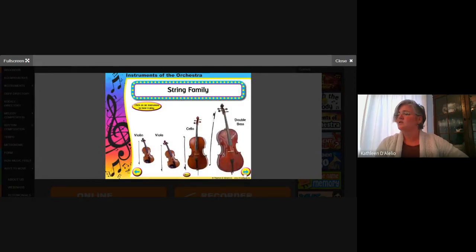Back to that. Here we have the string family, the violin, viola, cello, and double bass. In our story, the string family represents Peter. So anytime you hear any of the string players play bum bum ba bum bum bum, that's Peter's theme. Peter is in this story.